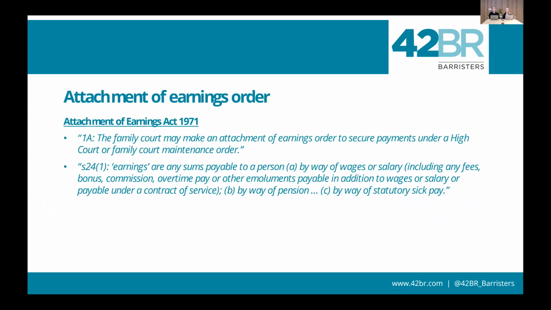The next one, which I'm sure you've probably heard of, is the Attachment of Earnings order. So we look to the Attachment of Earnings Act 1971. That's where we find the power for the court to do this. One thing to be really wary of in terms of attachment of earnings orders is what earnings you can actually attach the order to and what you can't. The Act confirms, and you'll find it in section 24, that earnings include wages, so if they're employed, it can include fees, bonuses, commission, overtime, all of that. It can also include private pensions.